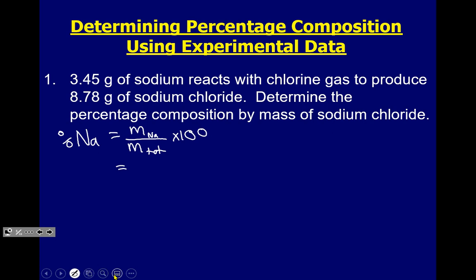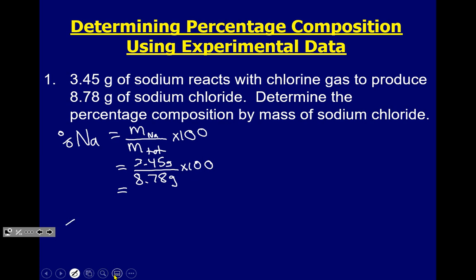Well, what's the mass of the sodium that was used in this experiment? Well, it's right there. They're telling us. 3.45 grams. What's the total of the compound that was formed? Well, it's right there, 8.78 grams. Times 100. That'll get us the percentage sodium. Now, there are only two of them. We could subtract from 100 and get the other one, but let's calculate it out.